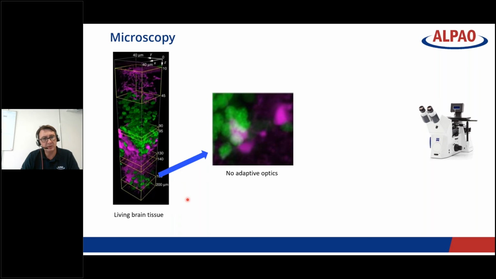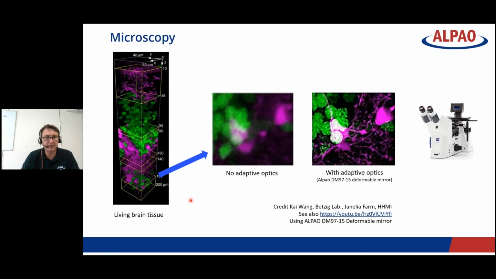So this is what you have, and with adaptive optics, you can really recover the sharpness of the image. So this image was produced by the Eric Betzig team, and he won the Nobel Prize for all this work about adaptive optics and microscopy.